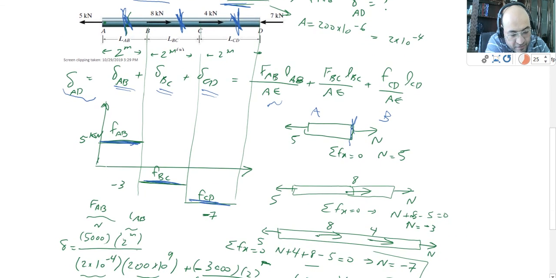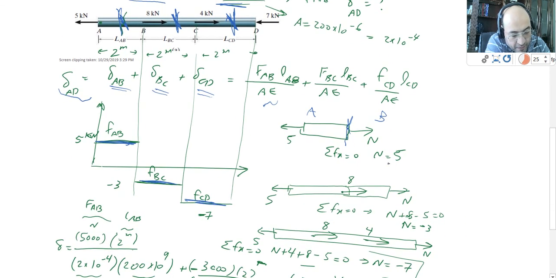Normal force is 5. Moving to the second section. In the second section, I'm cutting it between B and C. So we cut it from B and C. Remember, this is A here, down here is B, and down here is C. Again, not here. C is somewhere here, right?